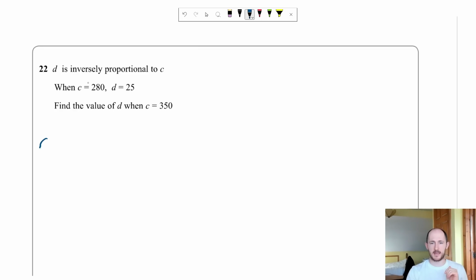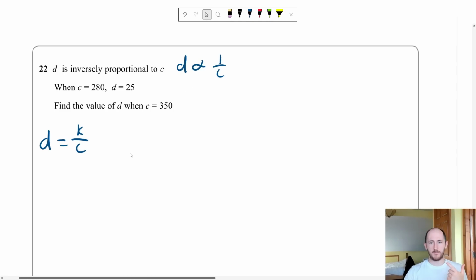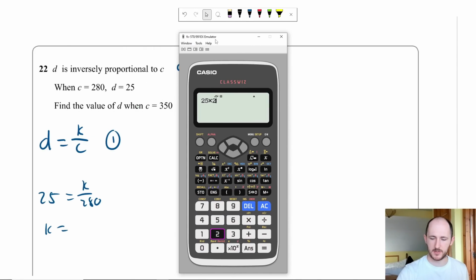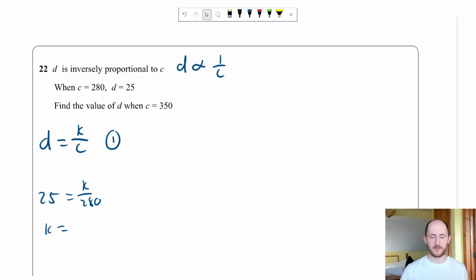So again, 3 marks, inverse proportional, same circumstance. So the first mark is for setting up your equation. In this case, because it's inverse, it'd be k over c, because again, inverse means you have that. That's your 1 mark. Second step is for subbing in and working out what k is. So you have 25 equals k over 280, which means k is equal to 25 times 280, which I'm not going to do in my head because I'm lazy. 25 times 280, 7,000.